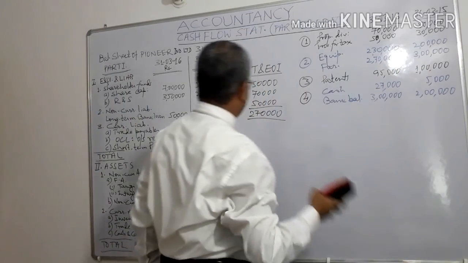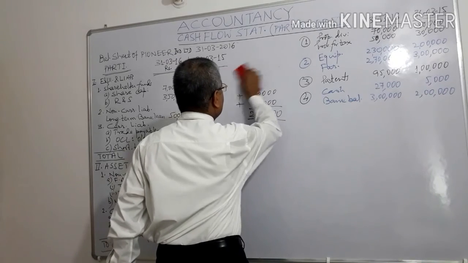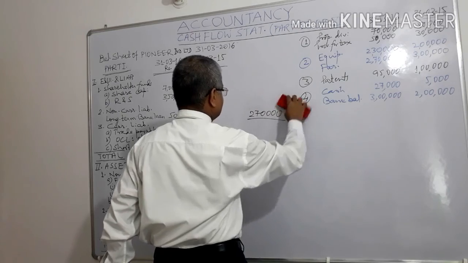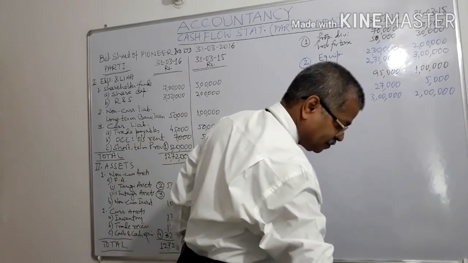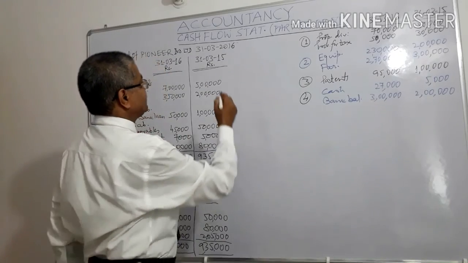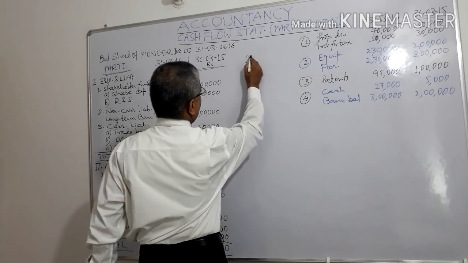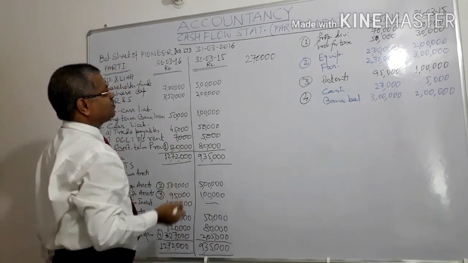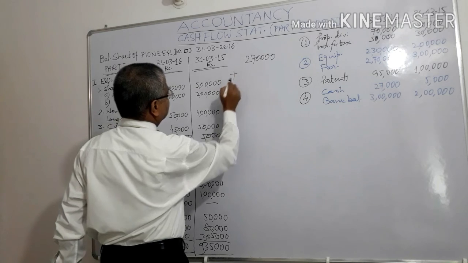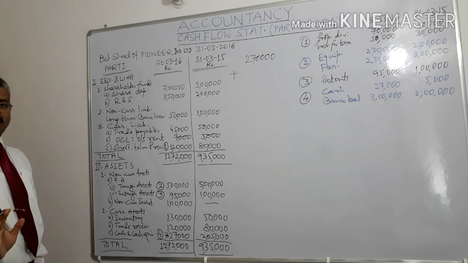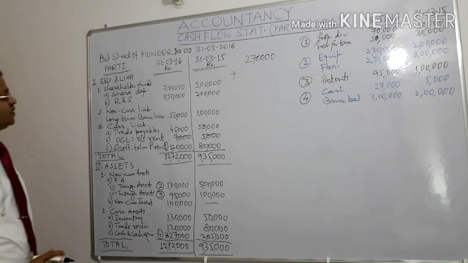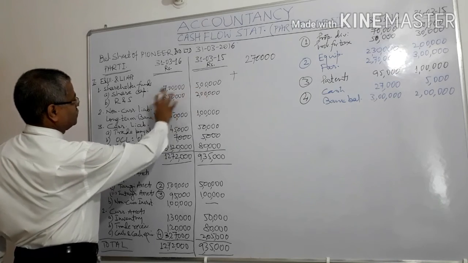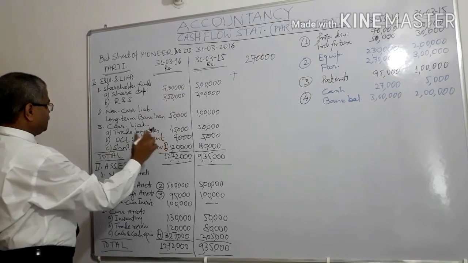Now we will keep on adding and deducting those items which are required to be added and deducted for arriving at cash flow from operating activities. So a starting point is 270,000. What are the items which will be added? We are talking of cash flow from operating activities. These are not operating activities.